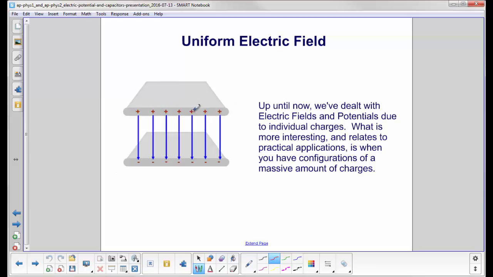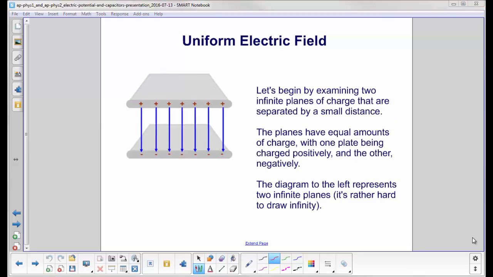There's a lot of positive charges up here on this surface and a lot of negative charges on the surface down here. We begin by examining two infinite planes of charge that are separated by a small distance. Here's one infinite plane, here's the other infinite plane. It's rather hard to draw infinities, so just try and imagine this goes on forever and ever.